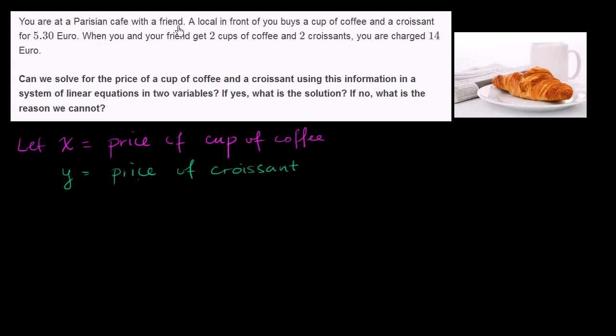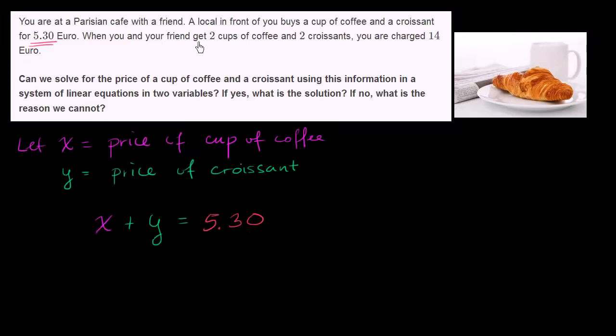So we first have this information of what the local in front of us did. The local in front of us buys 1 cup of coffee and 1 croissant for 5.30 euro, 5.3 euro, you could even say. So how would we set that up as an equation? Well, we got 1 cup of coffee, so that's going to be 1x, or we could just write x, plus 1y, because he got 1 croissant, and it cost 5.30. So this is the amount that he paid, 5.30 euro. So this equation describes what happened to the local. Bought 1 cup of coffee, 1 croissant, paid 5.30.